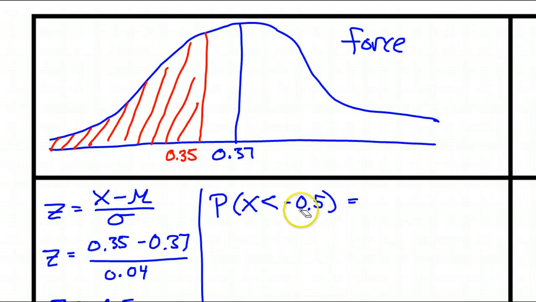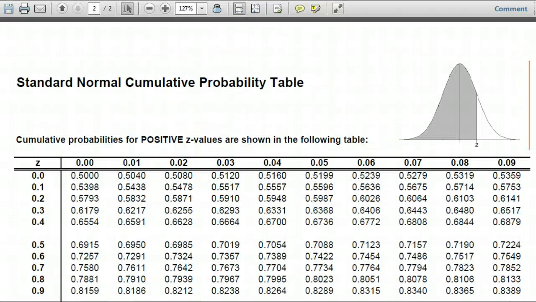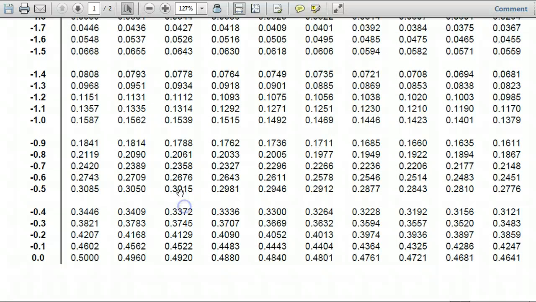So let's look for this z-score on the chart. We're looking for negative 0.5. Okay, so I need to be on the negative side. Well, there's negative 0.5 right there. Bam! I mean, look at it. It's beautiful. So that's exact, actually. So negative 0.5 corresponds to this value right here. So that is 0.3085.